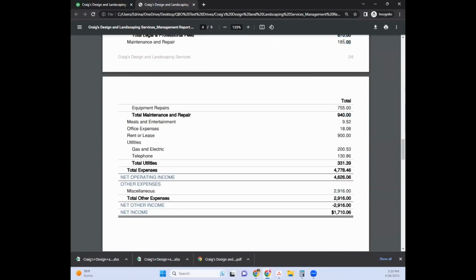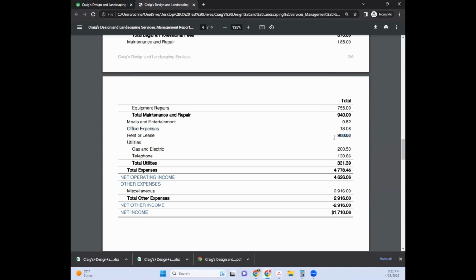Maintenance and repair. He did have some maintenance and repair during that time period for $185 and equipment repair for $755. And then he had some small expenses for meals and entertainment and then just office expenses. So that looks pretty normal to me. It's not usual that he would have a lot of office expenses as he is a landscaper. So most of his expenses are related to his business when he does the landscaping.